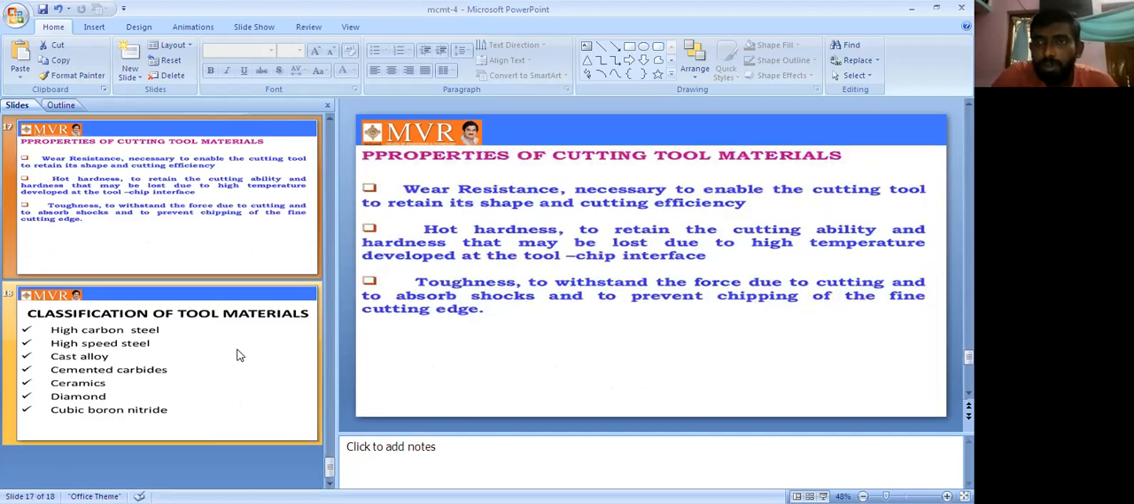Thank you. In the next class we have the Merchant force diagram, with a few problems. It is our last topic. In the first unit, the remaining topics are only two: Taylor's tool life equation and the Merchant force diagram. These are derivations, and we have some sums. We will discuss this in the next class. Thank you.